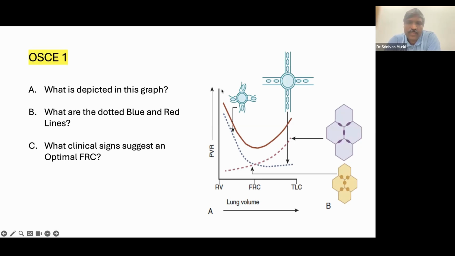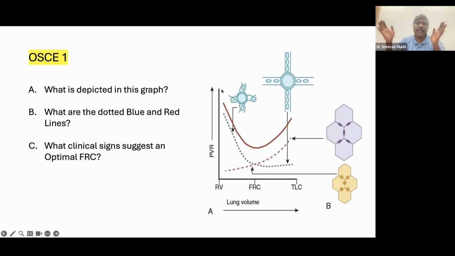Wonderful. So one thing is when you have low FRC, you'll start seeing retractions. Yes. When you have low FRC, you start seeing retractions, grunting, high oxygen requirement. Wonderful. And at the higher FRC, what will you see then?